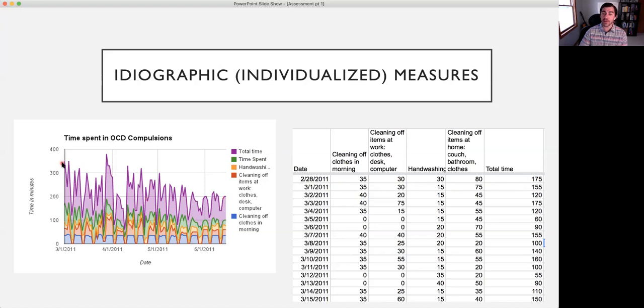So it goes from about 350 minutes per day down to an average of about 200 minutes per day. That's still a lot, but you can imagine that a difference of 2.5 hours or so would be a pretty big gain for someone to have in their life, that they're spending 2.5 hours less doing these different rituals in their day. So this is one example.